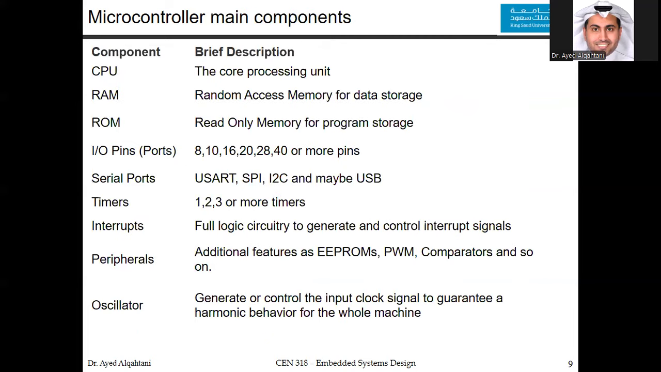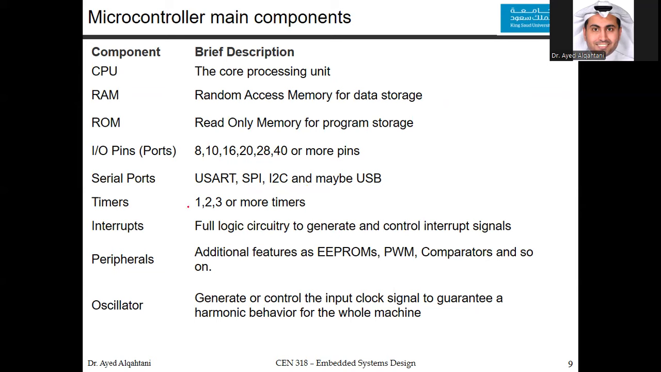Now let's talk about the microcontroller main components, and we will define them briefly. As we said, the CPU is the core processing unit. The RAM is the random access memory for data storage. The ROM is the read-only memory for program storage. The I/O pins or ports could be a different number of pins, commonly 8, 10, 16, 20, 28, 40. We have also 64 and so on. The serial ports, these are the main ones: the I2C, the SPI, and the USART or the UART. And nowadays they are including the USB.